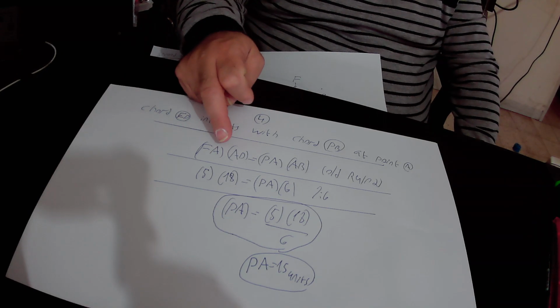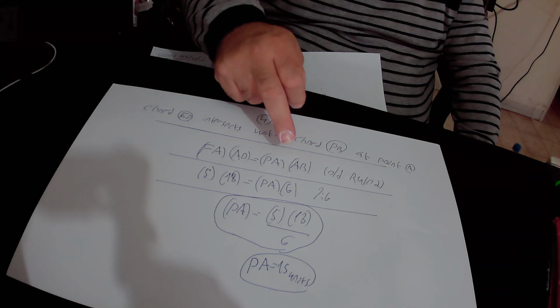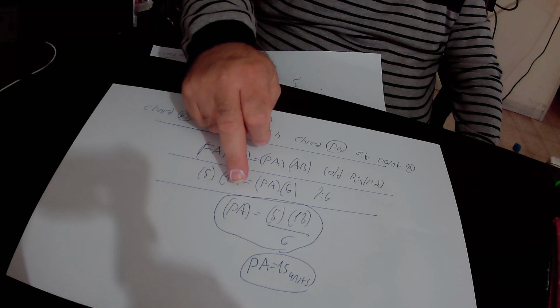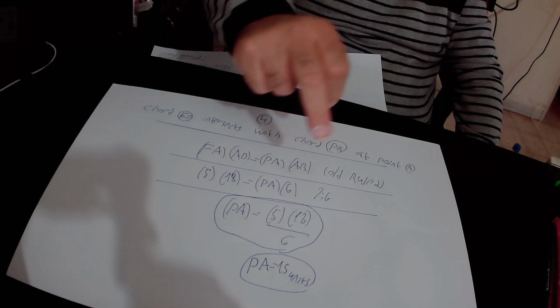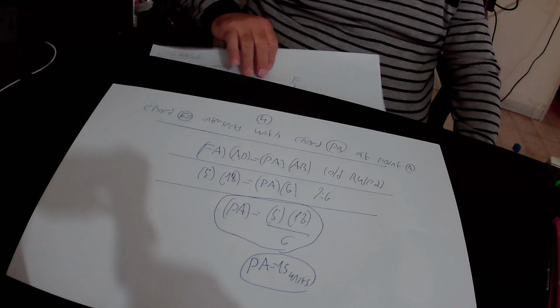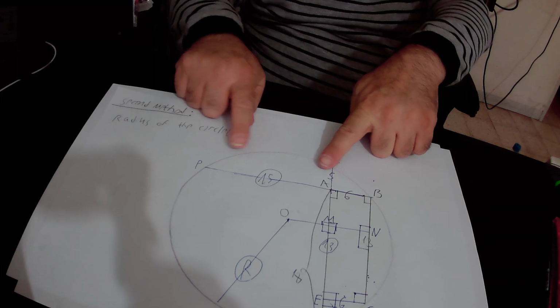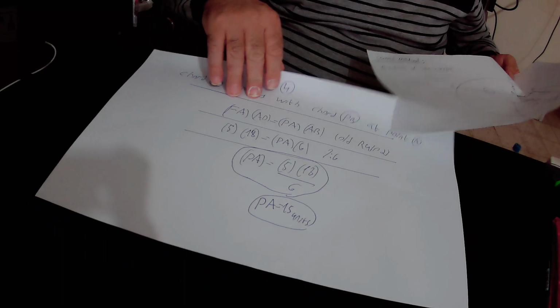So we found out that 5 times 18 equals PA times 6. Here we divided this equation by 6 and we found out that PA, the missing line segment, equals 5 times 18 over 6. 18 over 6 is 3, and 3 times 5 is 15. So this missing line segment PA equals 15 units.